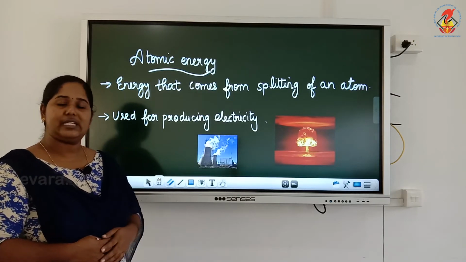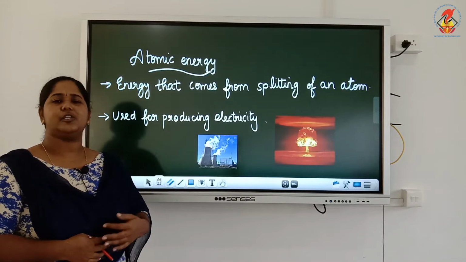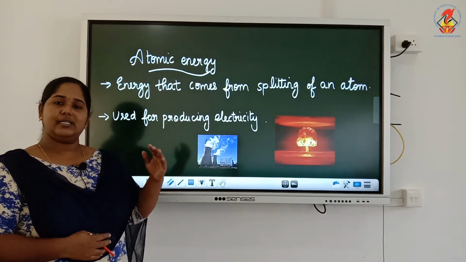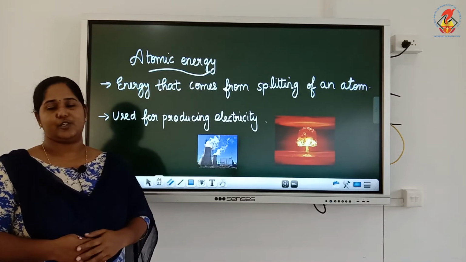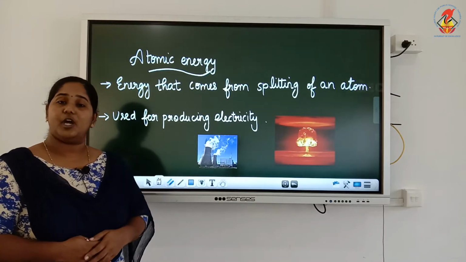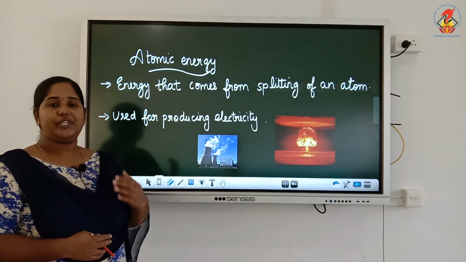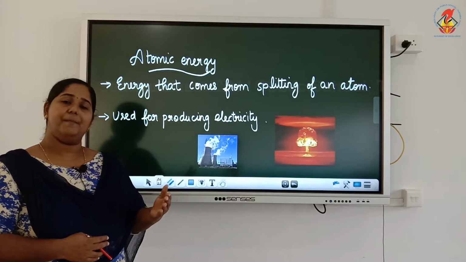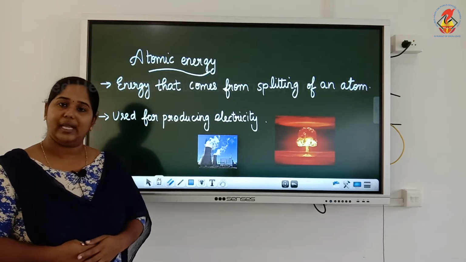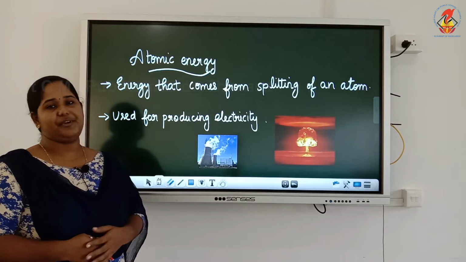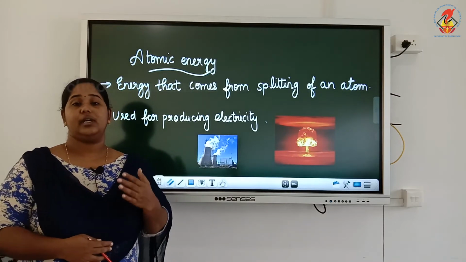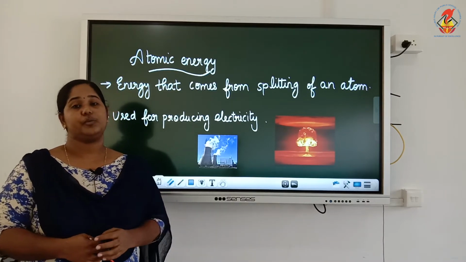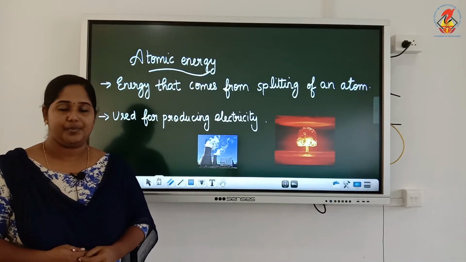It is used to generate electricity, but we don't prefer atomic energy to generate electricity as it is a very costly process. It is used for the good of mankind, isn't it, to produce electricity, but at the same time atomic energy is used to make atom bombs which can kill lakhs and lakhs of people at a time. That is a harmful thing for mankind. So this is a source of energy and we have to try to use it for the good of mankind. So atomic energy is obtained from splitting of an atom. It is used to make electricity and to make atom bombs.